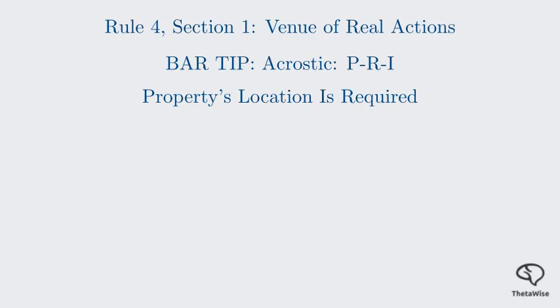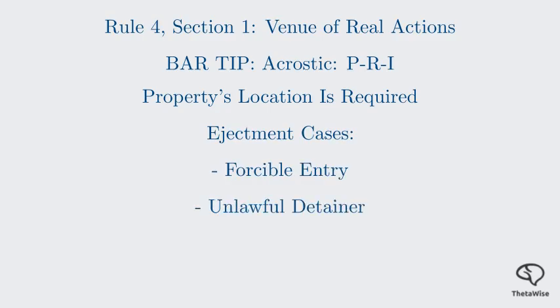The syllabus notes that ejectment cases, which include forcible entry and unlawful detainer actions, are a key example. These are real actions. Forcible entry is when someone takes possession of land or a building by force, intimidation, threat, strategy, or stealth. Unlawful detainer is when someone lawfully obtains possession, but their right to possess the property has expired or been terminated, and they refuse to leave.